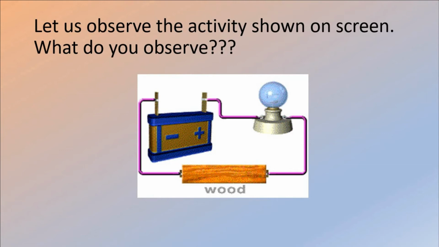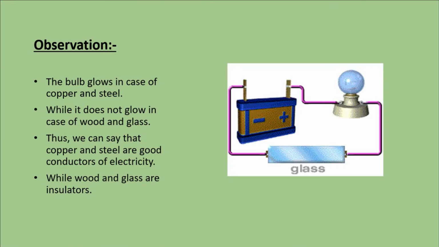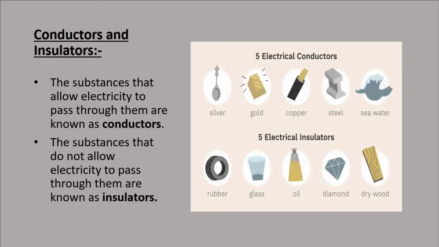Let us observe the activity shown on screen. What do you observe? Yes, we have observed that the bulb glows in case of copper and steel, while it does not glow in case of wood and glass. Thus, we can say that copper and steel are good conductors of electricity, while wood and glass are insulators.